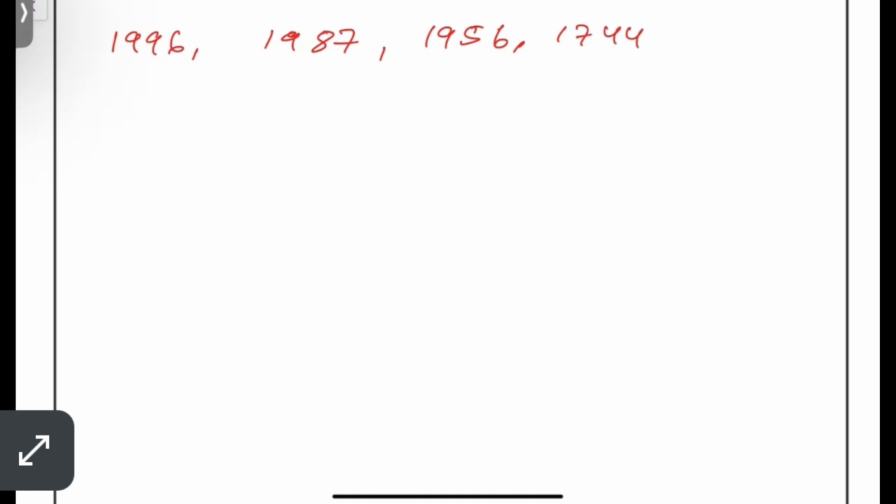1744. So let's check whether this year is a leap year or not. Or let's take one more. 1677. So let's find whether this year is a leap year. The years that I've written here, are they leap years or not? How do we check that a year is a leap year or not?